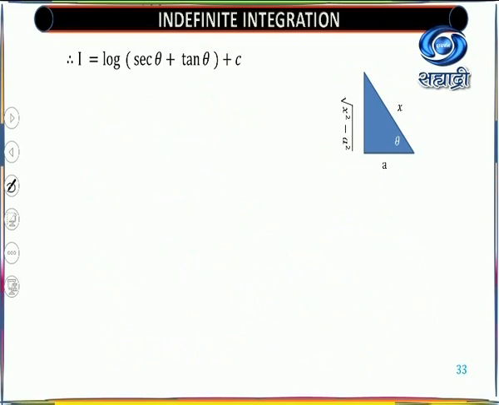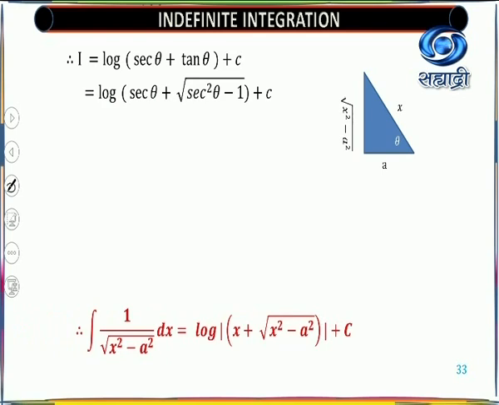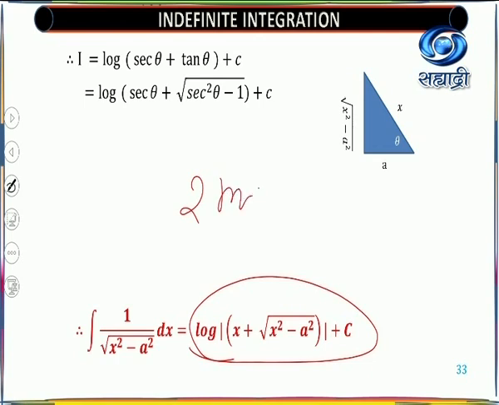You are able to solve by the two methods and you will get your final answer as it is, whatever is given to you. That is nothing but integral 1 upon root of x square minus a square dx is log of mod x plus root of x square minus a square. There are two methods to solve this and both methods are right. Either you use the right angle triangle or use the substitution method.